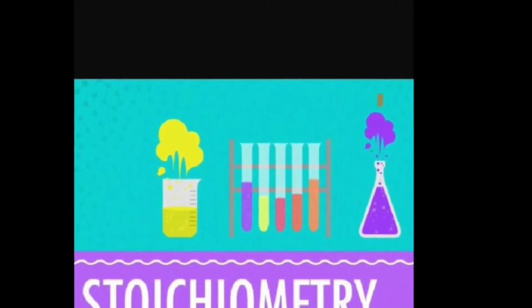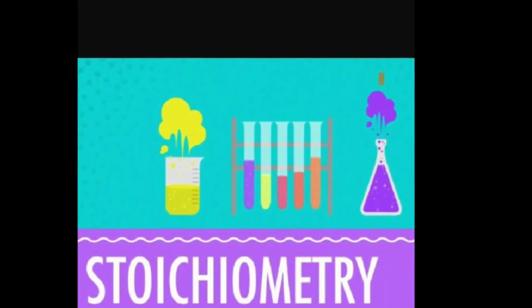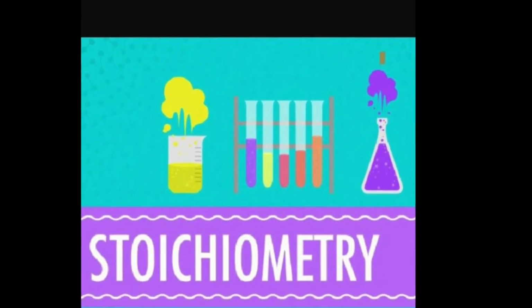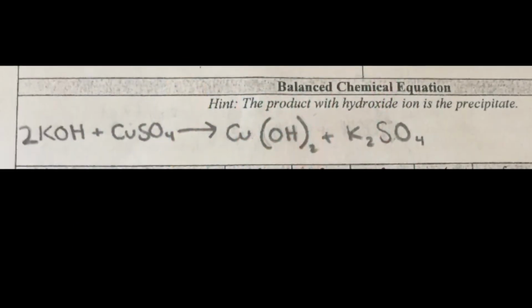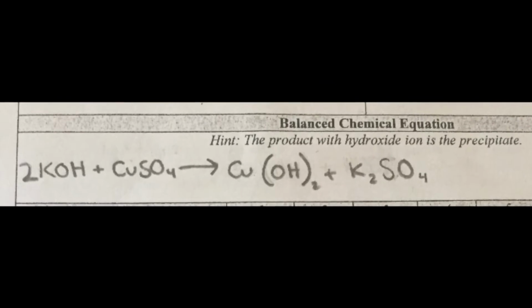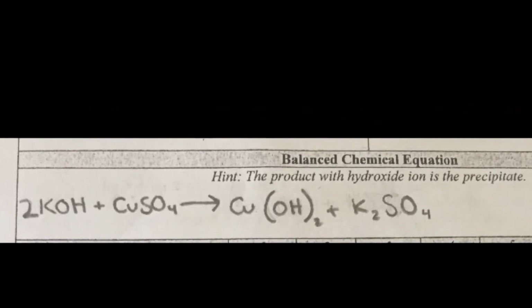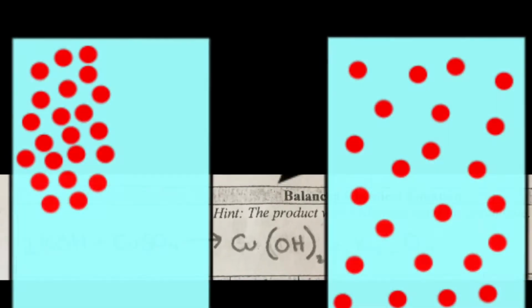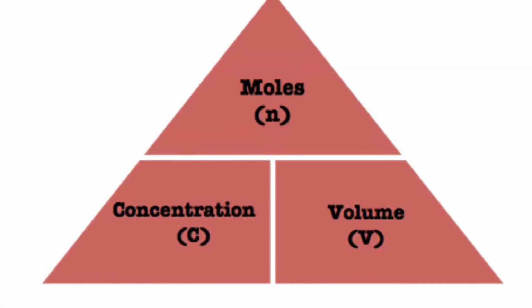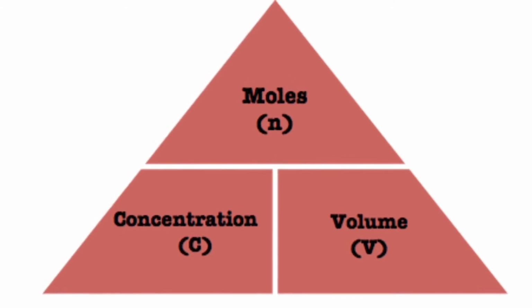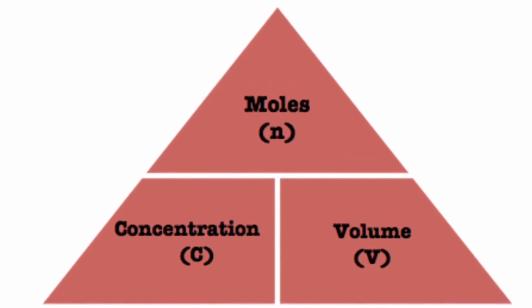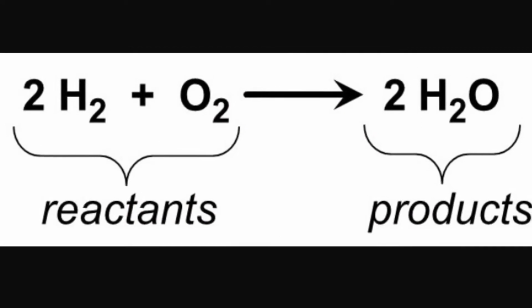Stoichiometry is the study of quantitative relationships between amounts of reactants used and products formed by a chemical reaction. By using the equation given, 2KOH plus CuSO4 produces Cu(OH)2 plus K2SO4, we can see how concentration takes place in several of the tubes as the ratio of solute to solvent is unequal. Concentration is measured in either moles or volume. The mole ratio illustrates the relationship that exists between amounts of reactants and products.